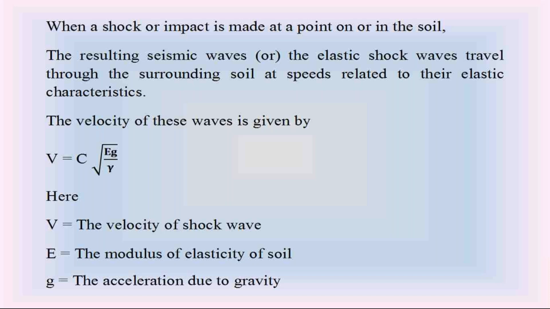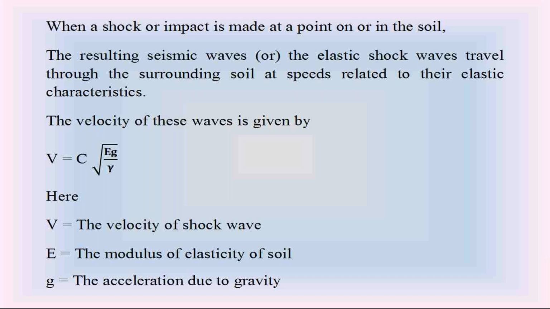This is the velocity of the shock wave inside the material. V is equal to C root E into g divided by gamma. This is the equation used to find out the velocity of a shock wave in a material. In that equation, C is a constant and capital E is the Young's modulus of soil. Different soils have different Young's modulus values, and g is the acceleration due to gravity, almost constant. Gamma is the bulk unit weight of soil.